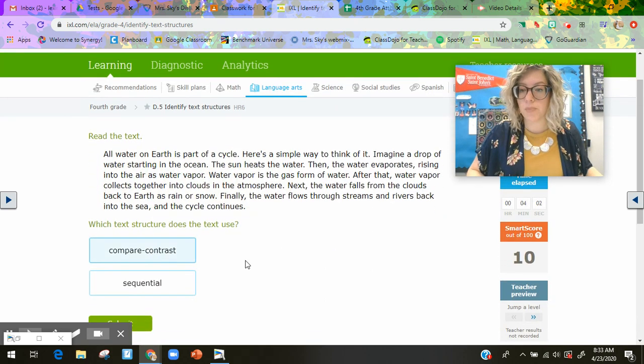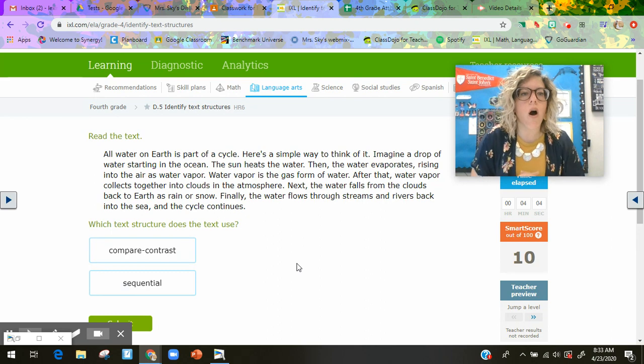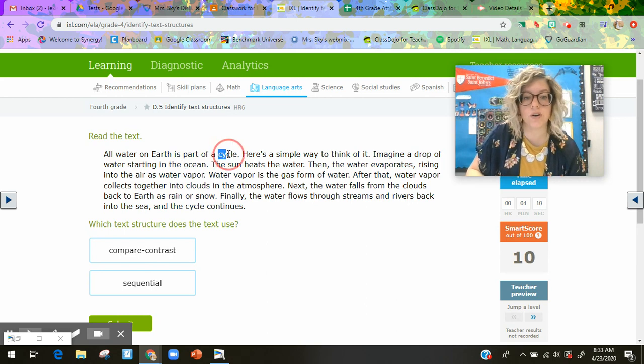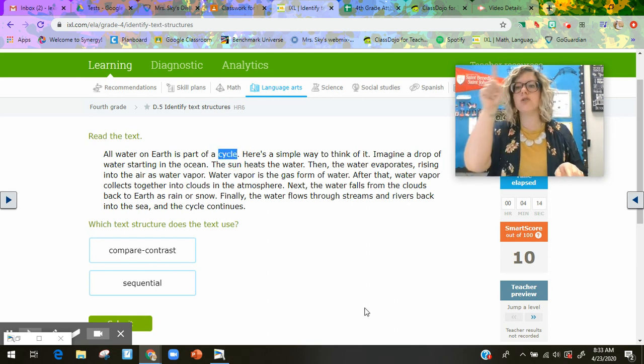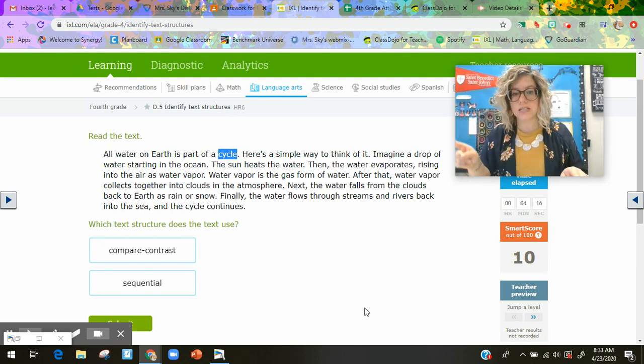Okay, again, looking at compare and contrast or sequential. All water on Earth is part of a cycle. Okay, now here's my hint. As soon as I see cycle, I know that there's a process. When something is a cycle, there's usually a process that is taking place. They're usually going to tell me something coming in order.